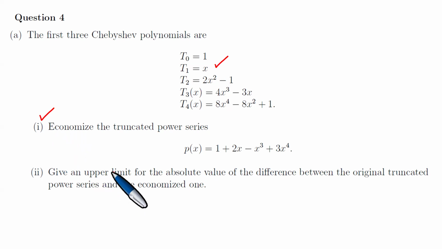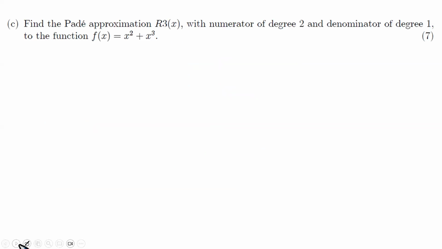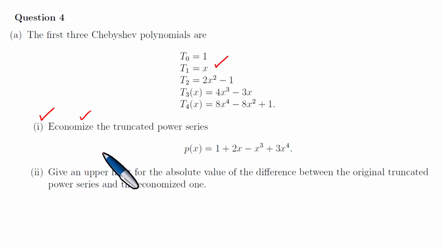Right, so now the power series given is P of x equals 1 plus 2x minus x cubed plus 3x to the 4th power. Let us economize this and look at how to economize a given power series. What you need to do is to consider the following scenario.